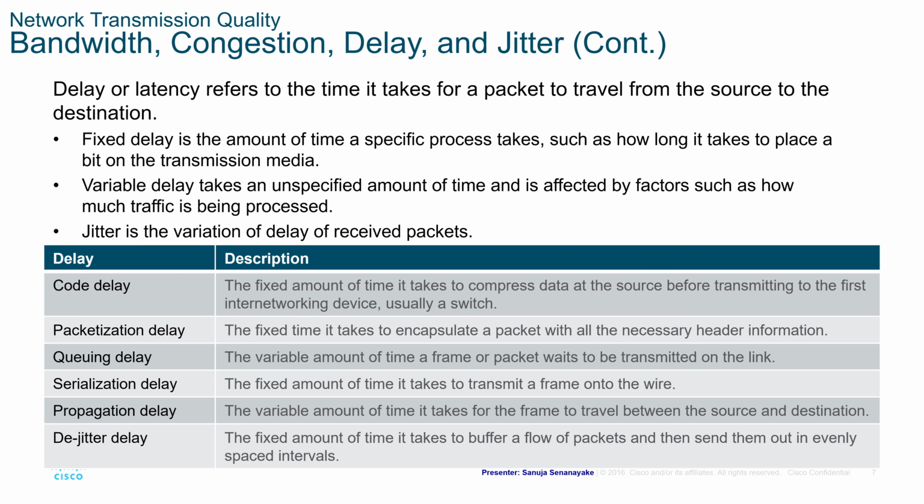Propagation delay is the variable amount of time it takes for the frame to travel between the source and the destination. That's called the propagation delay. It's the amount of time that a packet or data, or in this case the frame, needs to travel from the source to destination. De-jitter delay is the fixed amount of time it takes to buffer a flow of packets and then send them out in evenly spaced intervals. So it basically tries to prevent the jittering by de-jittering, but it's going to create a delay, and that is most likely a fixed amount of time that it will take for that buffer to work.